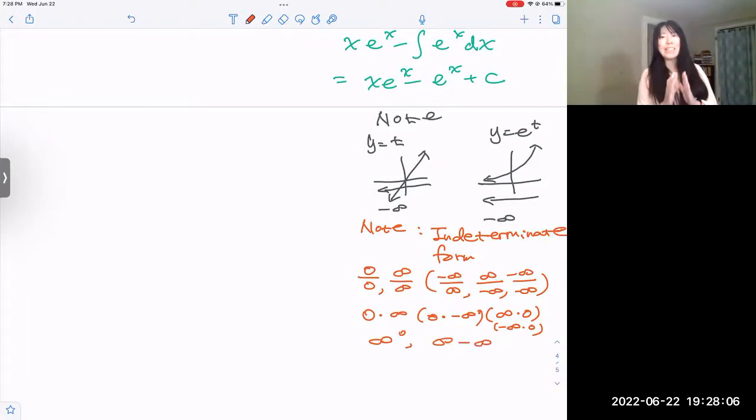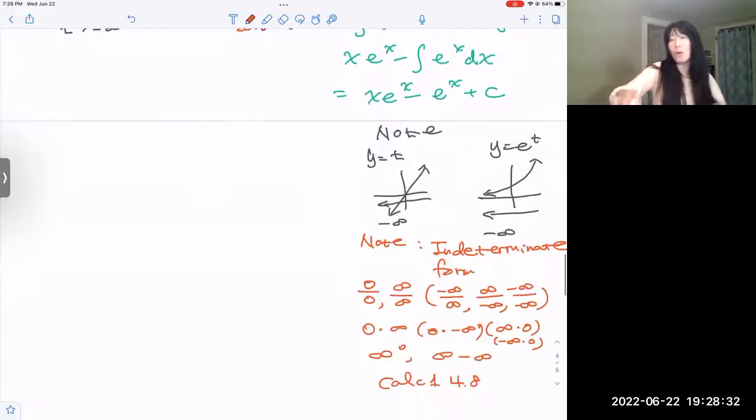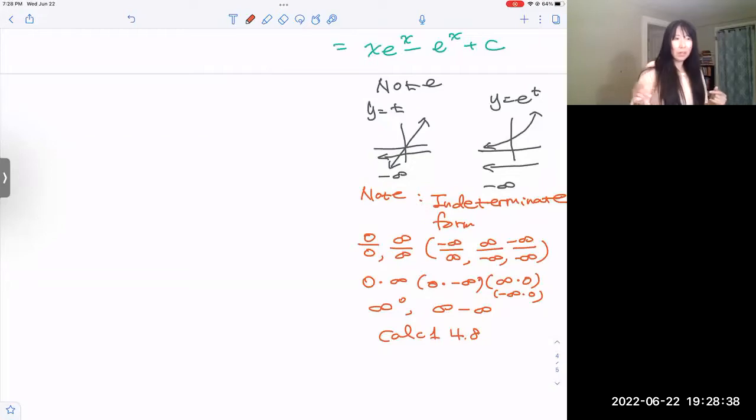So we say indeterminate form from Calculus 1. If you studied OpenStax, and OpenStax is free, right, so you can access it easily, it's Calculus 1, section 4.8. Okay, so review that. All right, what we are doing right now: we have to finish that. So indeterminate form. All right, so we have t e^t, right?